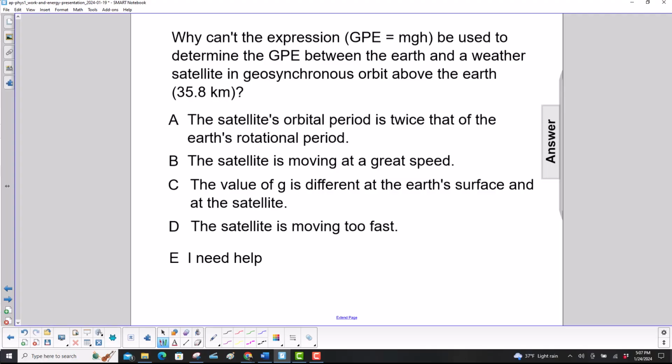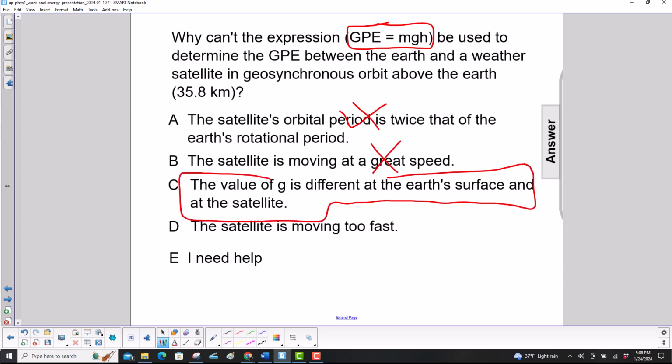Why can't the expression GPE equals mgh be used to determine the GPE between the Earth and a weather satellite in geosynchronous orbit above the Earth? Satellite's orbital period? Nope, nothing to do with that. You don't care about the speed, but here's the point. The value of g is different at the Earth's surface and at the satellite. The answer is C.